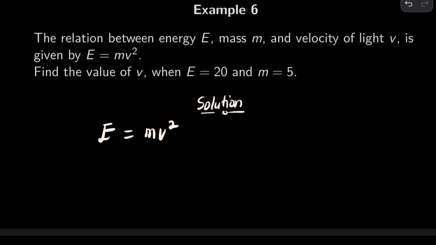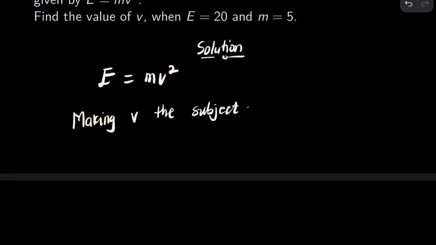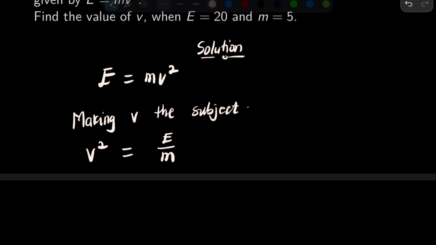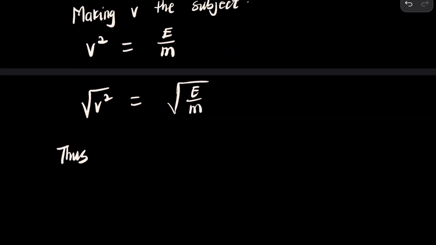So let's make v the subject. Thus, we are going to have v squared is equal to E on m, right? But our goal is to find v, not v squared. To find v, we have to take the square roots of both sides. Thus, we have the square root of v squared is equal to the square root of E on m. Thus, v is equal to plus or minus the square root of E on m. So we now have the expression in terms of v.